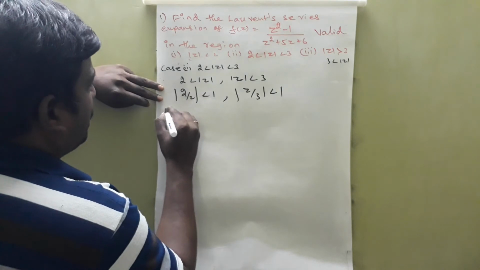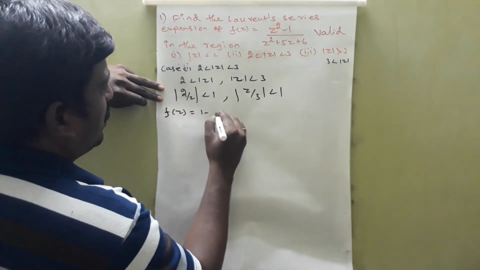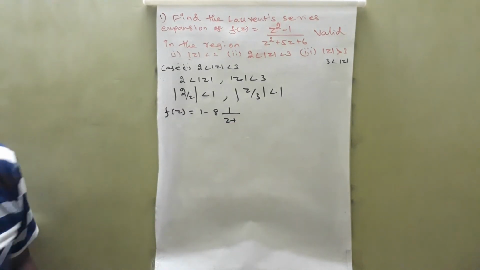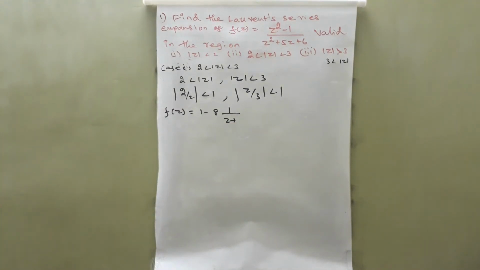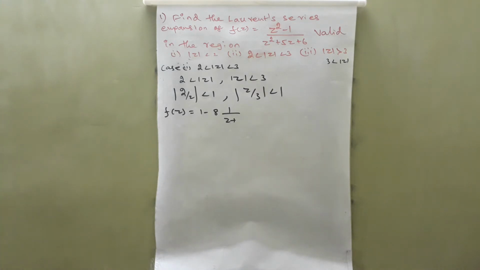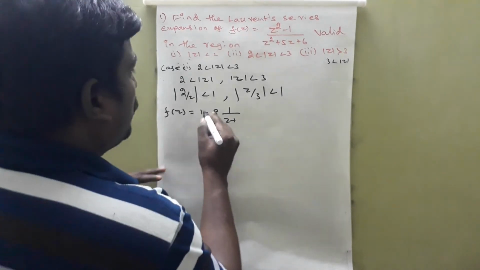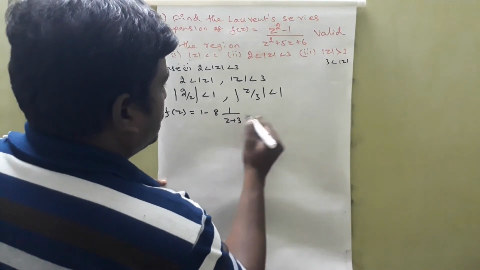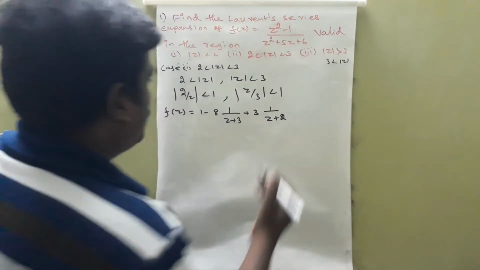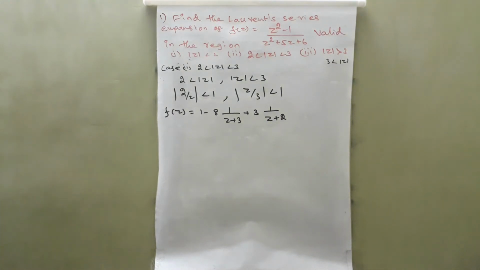Now write my f of z. What's my f of z? 1 minus 8 times 1 by z plus 3 plus 3 times 1 by z plus 2. Okay, this is my function.